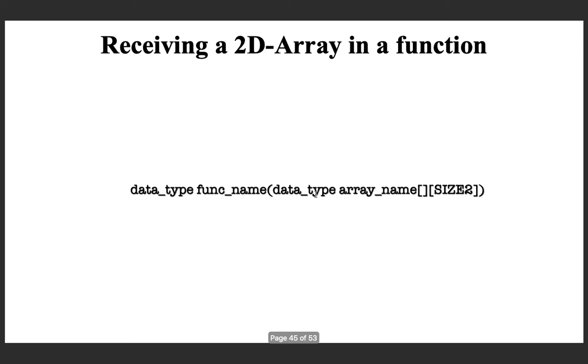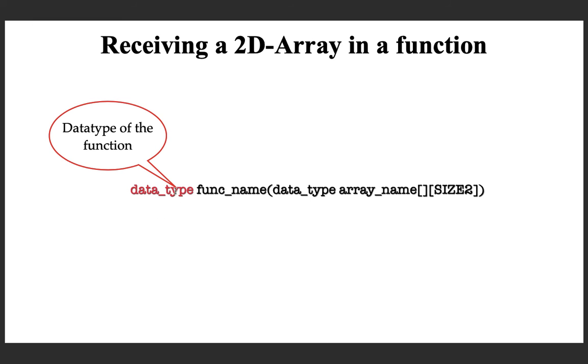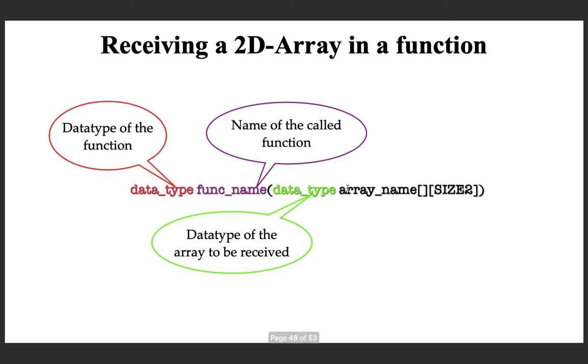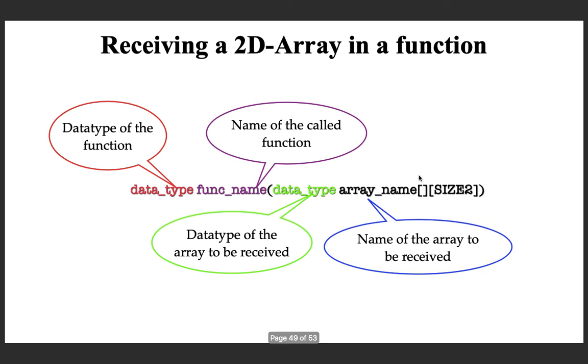Now receiving, how will you receive? That is important, and this is the syntax. Let us see which are the components in it. First is the data type, that is the type of the value to be returned by this function, followed by the function name, then the data type of the array to be received, and then the formal argument specification, that is the array name. Here you can use any array name, it need not be the same as the array that you are going to pass.